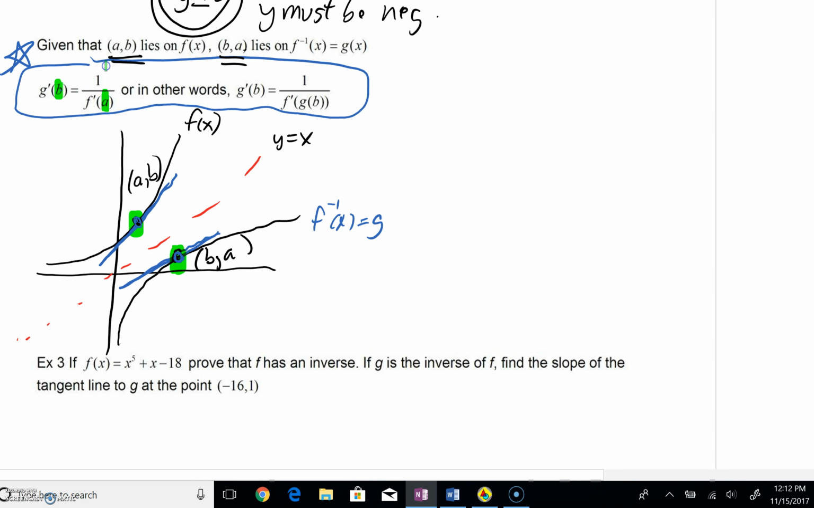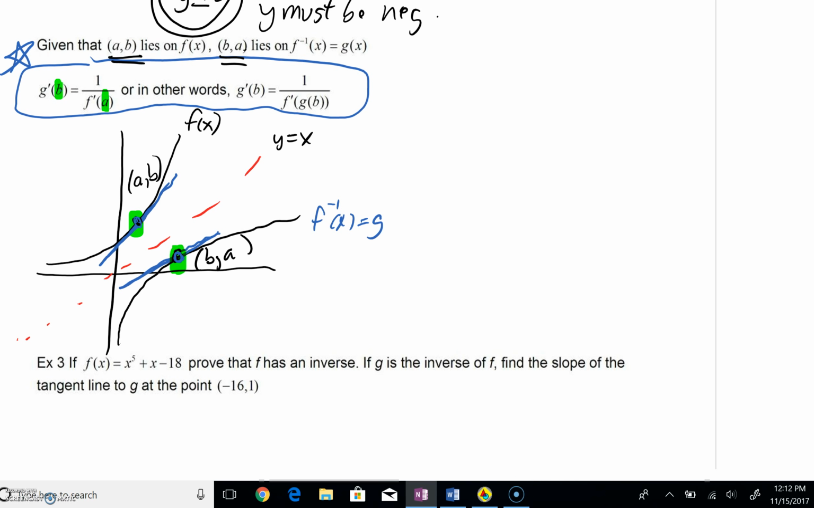Really importantly, I can't stress this enough, there are two different points, a comma b, b comma a. You're evaluating those derivatives really at two different x values. G prime is evaluated when x is equal to b, and f prime was evaluated to have a tangent line slope at x equals a.